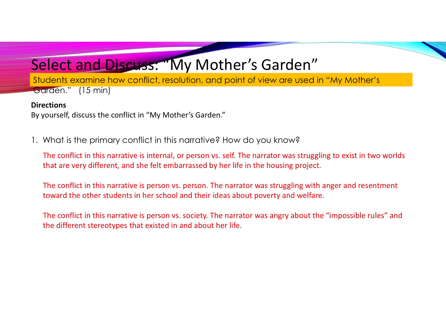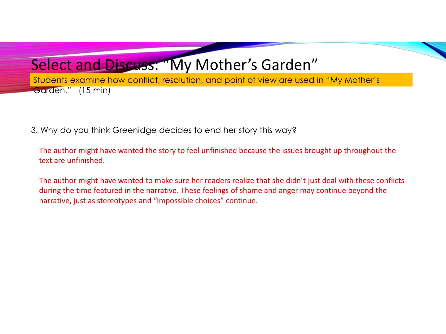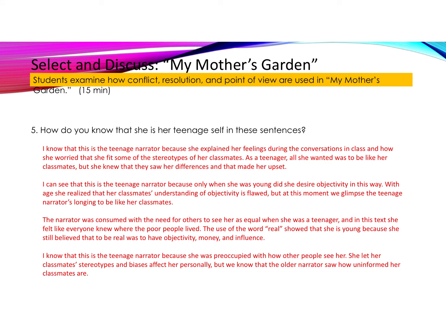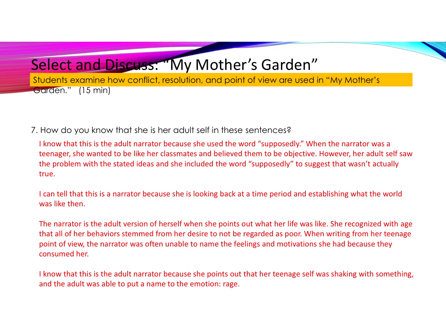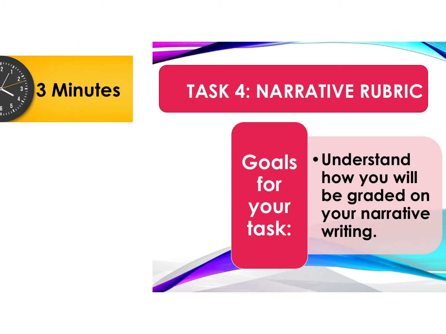So you're going to answer, what is the main conflict? Was the conflict resolved? Why do you think she ended her story that way? And you're going to tell me where you have the different points of view. How do you know it's in her point of view? And then find an example. And then how do you know if she's an adult? All of these questions are on page 72 of your journal. And so go ahead and do that.